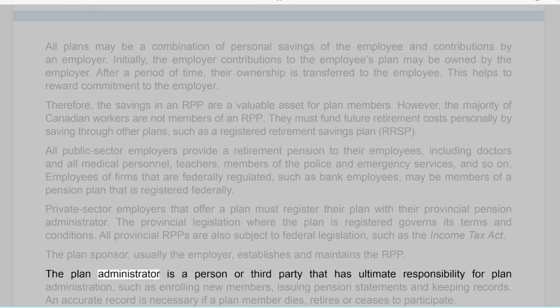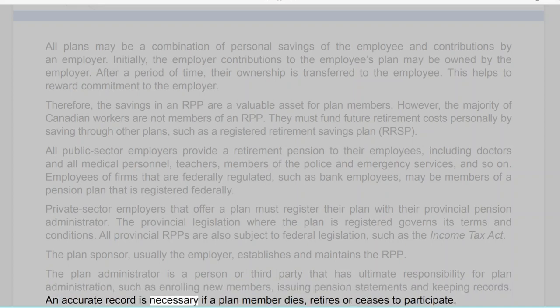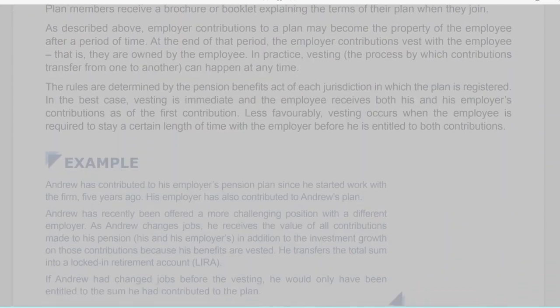The plan administrator is a person or third party that has ultimate responsibility for plan administration, such as enrolling new members, issuing pension statements, and keeping records. An accurate record is necessary if a plan member dies, retires, or ceases to participate. Plan members receive a brochure or booklet explaining the terms of their plan when they join.